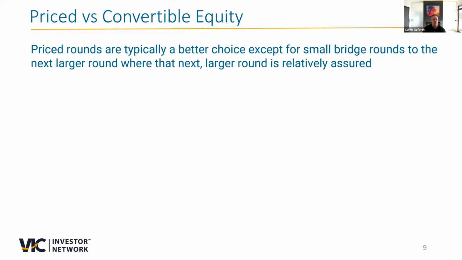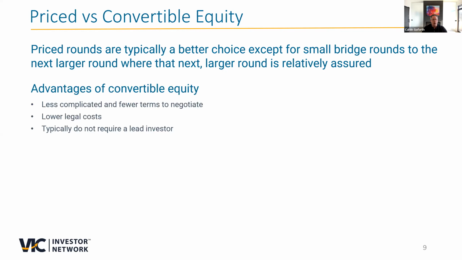But let's talk for a minute about priced versus convertible equity. Priced rounds are really typically a better choice, except for small bridge rounds to a next larger round, where that next larger round is relatively assured. There are however, some advantages to convertible equity. First, it's less complicated and there are fewer terms to negotiate. There's lower legal costs associated with a convertible equity round. And there's typically not a requirement to have a lead investor lined up to do a convertible equity round.